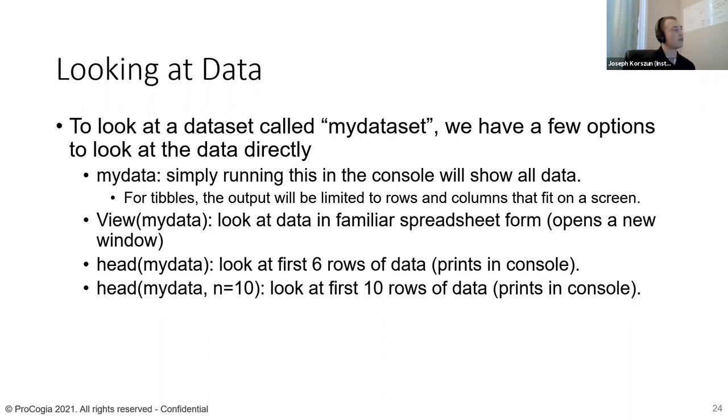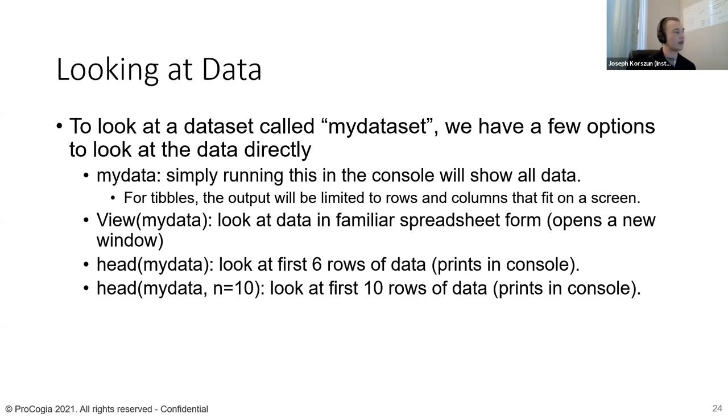All right. So for a given example, say we have a data set called my data set, right? And we have a few options to look at this data directly. We have the my data statement, and it'll simply print out the data into the console. And again, for tibbles, the output will be limited to rows and columns that fit on a given screen, right? So that's where the difference is. View my data: essentially what it'll do is pull up a separate tab within your R IDE, and that'll bring you an Excel-like spreadsheet format, right? So it'll just open up a new window.